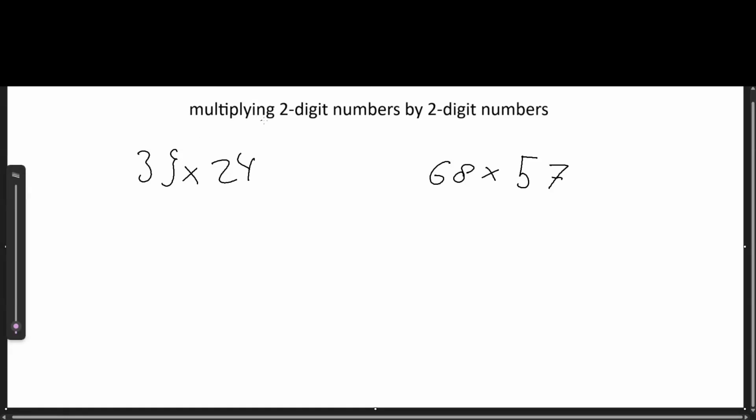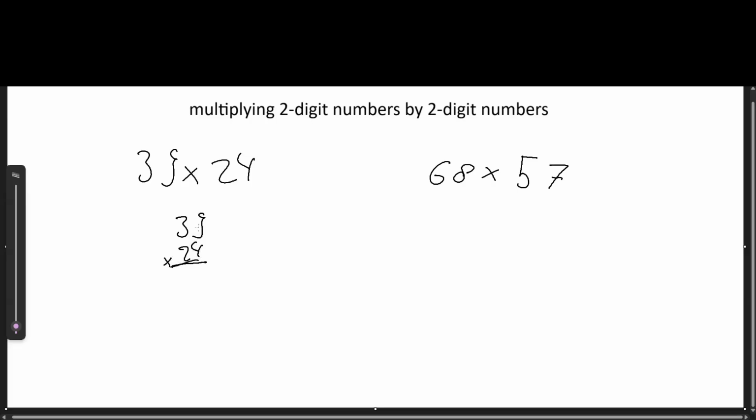Today I'm going to teach you how to multiply two-digit numbers by two-digit numbers. So this is the first equation. Got 39 times 24. So first of all, we take the numbers and we put them below each other, like this. Put a straight line under it.